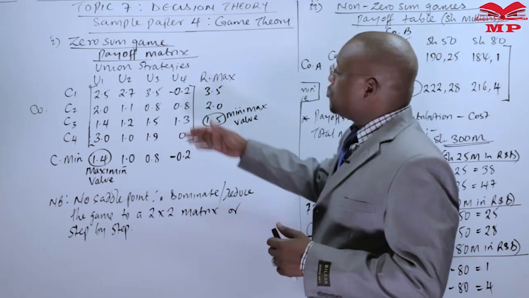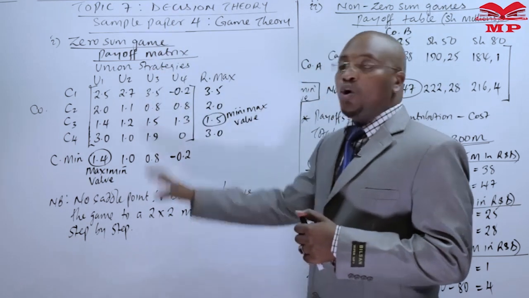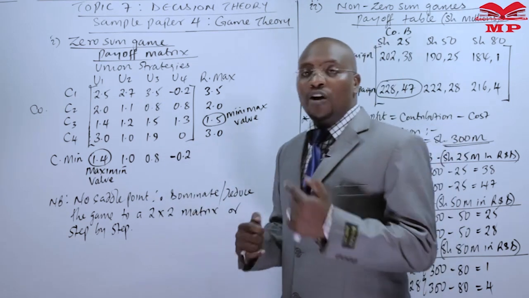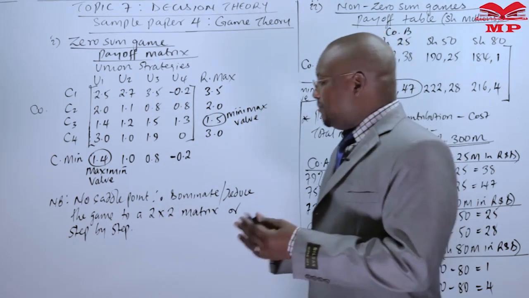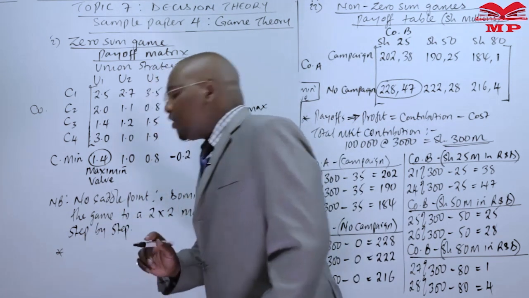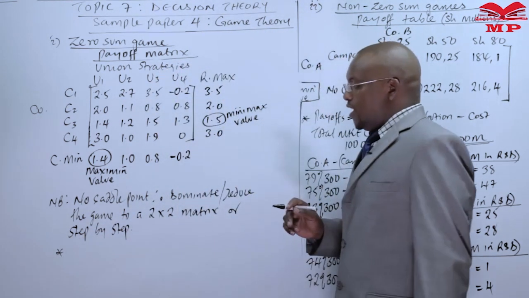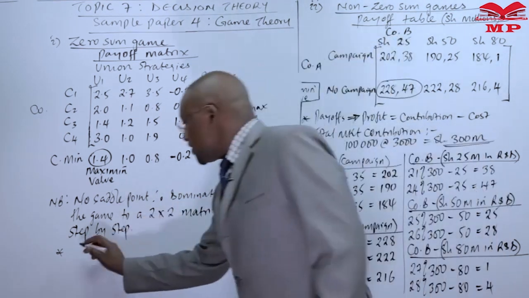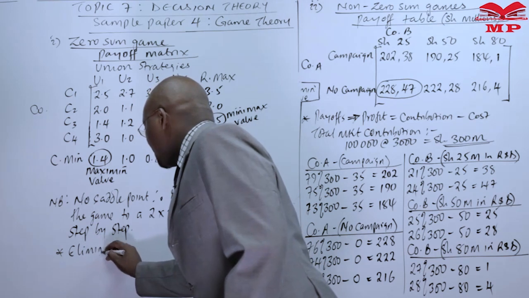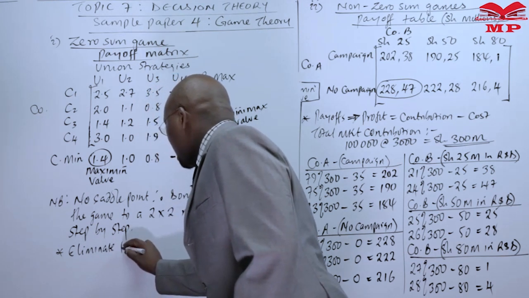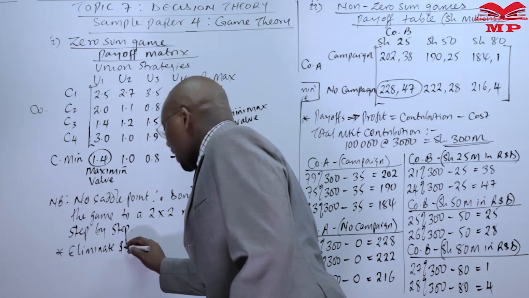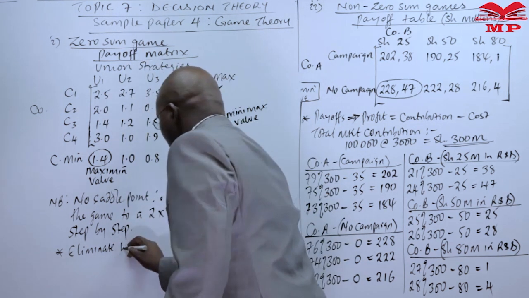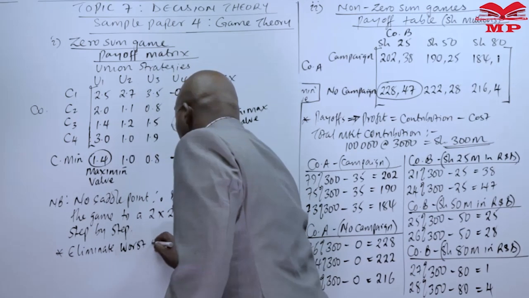That I'm going to eliminate 2 rows and 2 columns, because from the 4x4, if I eliminate 2 rows and 2 columns, I get a 2x2. Now remember, we normally say that you're going to eliminate those columns and those rows, or those strategies, that are the worst. So this means eliminate worst strategies.